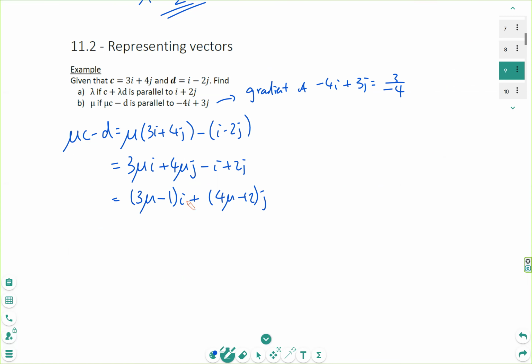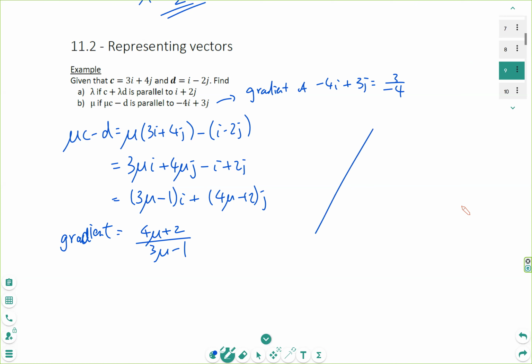If you want to factorize it, you must put the i at the end, because that is the conventional way of writing a vector, where i and j must be placed at the end. It's like a direction: 4 left. You can say left 4, but in maths we say 4 then left. So the magnitude first, then the direction. And the gradient equals (4 mu plus 2) over (3 mu minus 1).